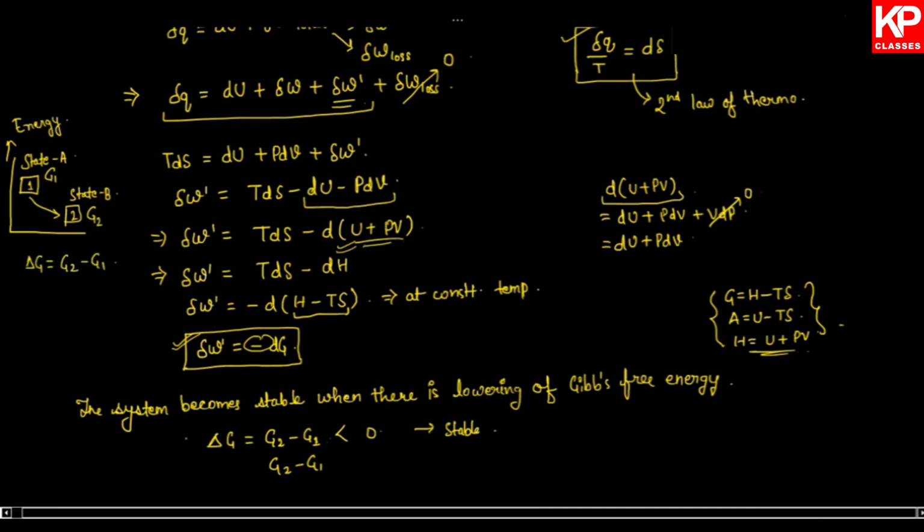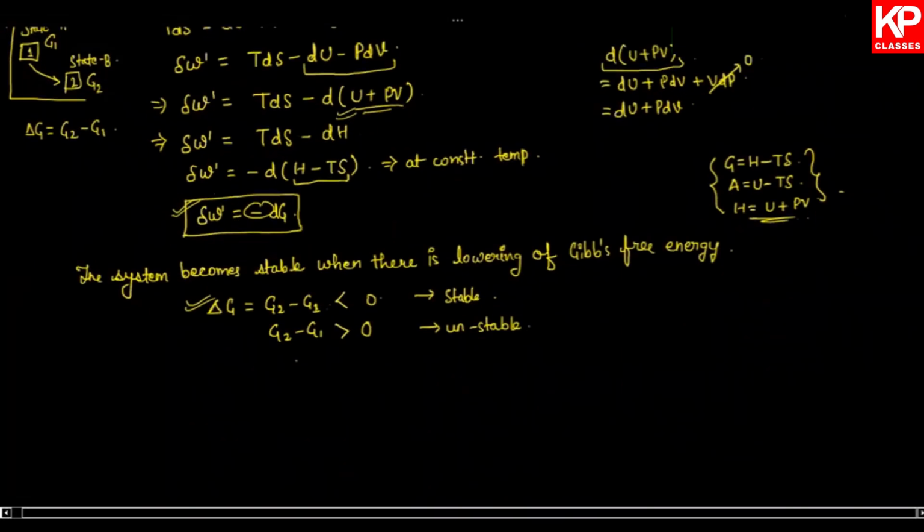I hope everyone has come up with this expression in their BTech terms, because it is very common for the stability of the material to understand its relation with the change in free energy. The change in free energy is given by G2 minus G1, and if it is lower than 0, then the system is said to be stable, and if it is greater than 0, the system is said to be unstable. Similarly, if G2 minus G1 is equal to 0, then the system is said to be at equilibrium.